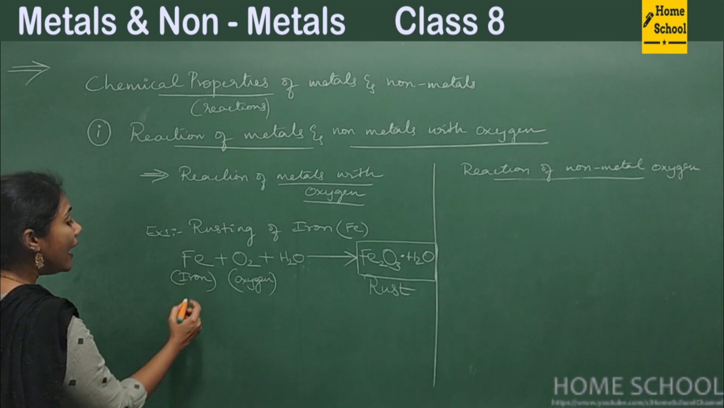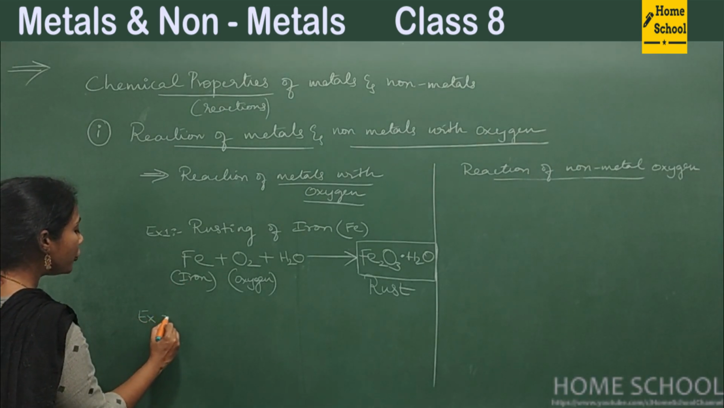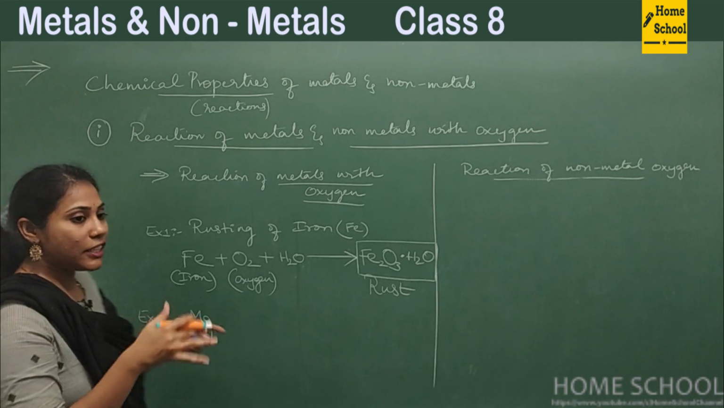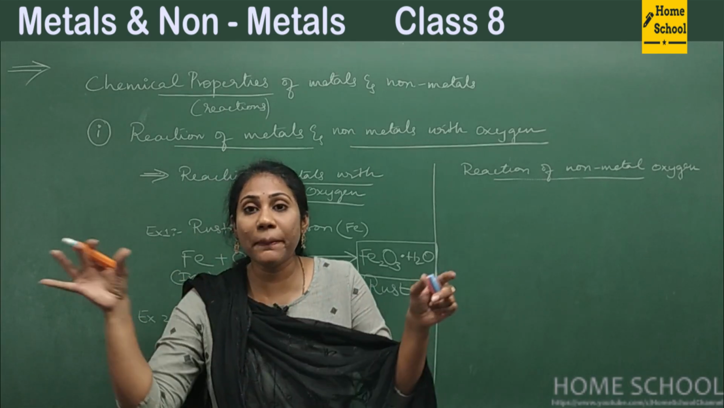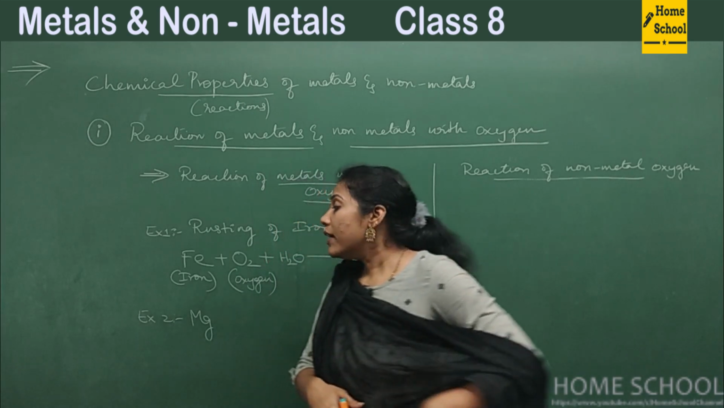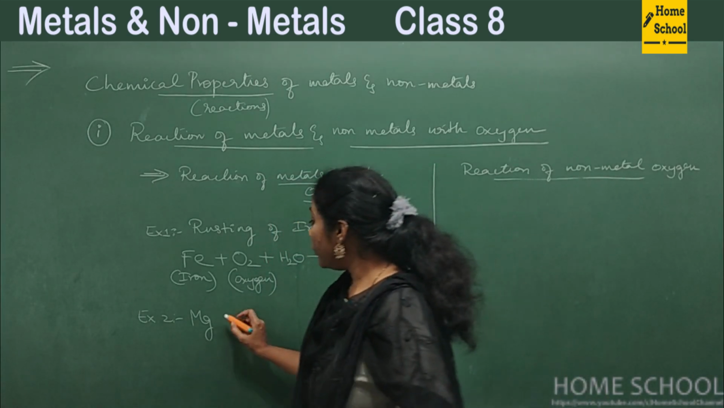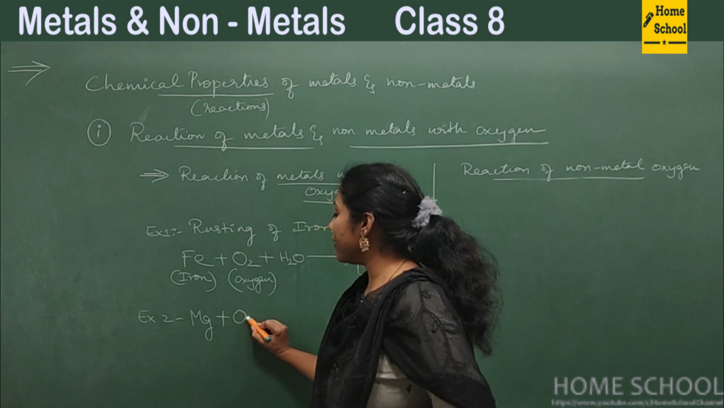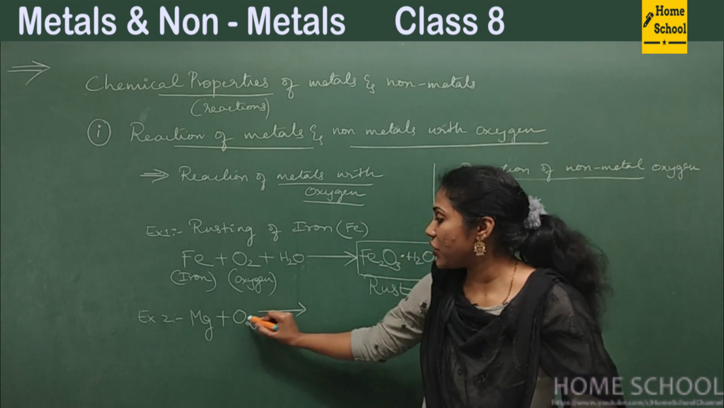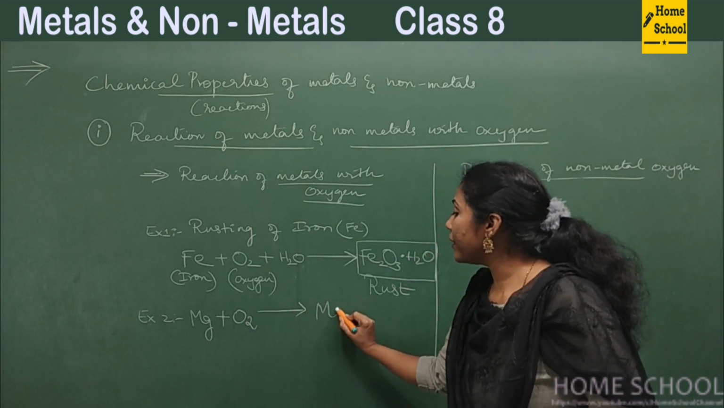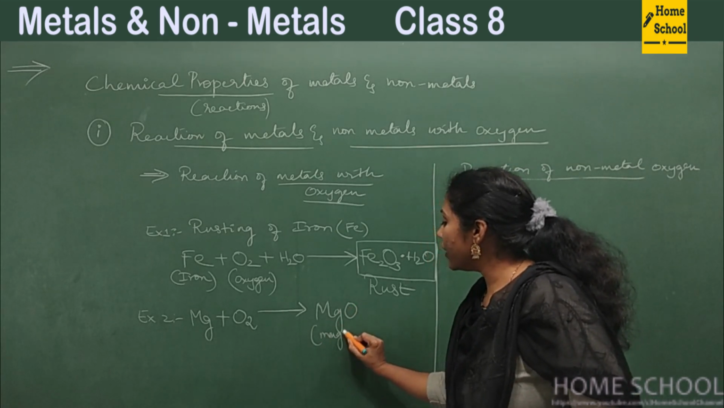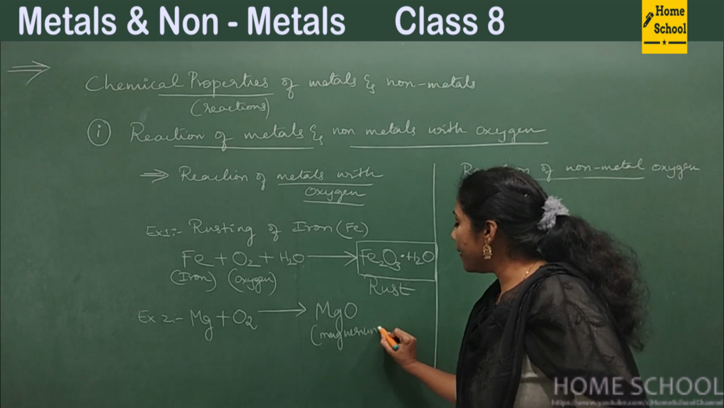Now another example, example number 2. Magnesium is there. Magnesium is available in the form of ribbons, so we call them magnesium ribbons in the market. When you heat this magnesium with oxygen, it will react with oxygen and you will get a new substance called magnesium oxide. This is what we call magnesium oxide.